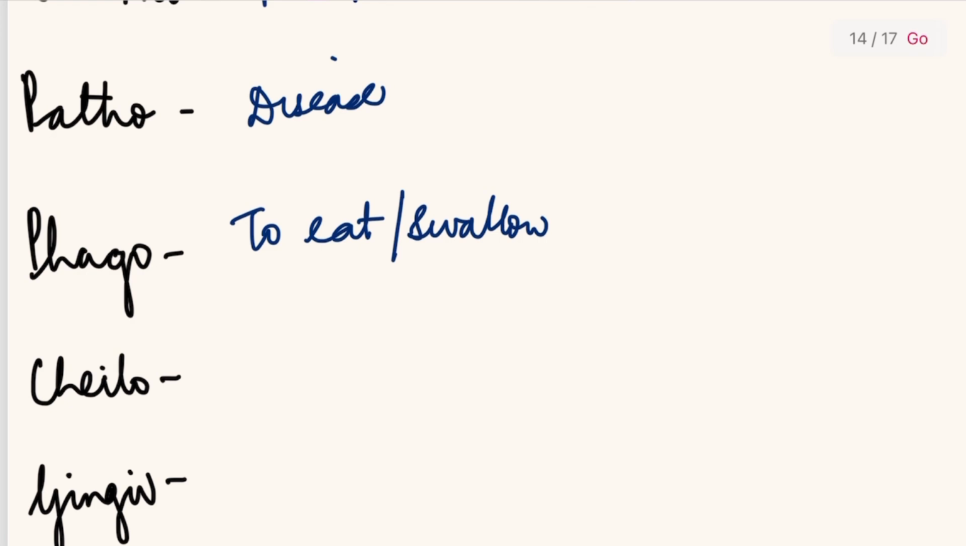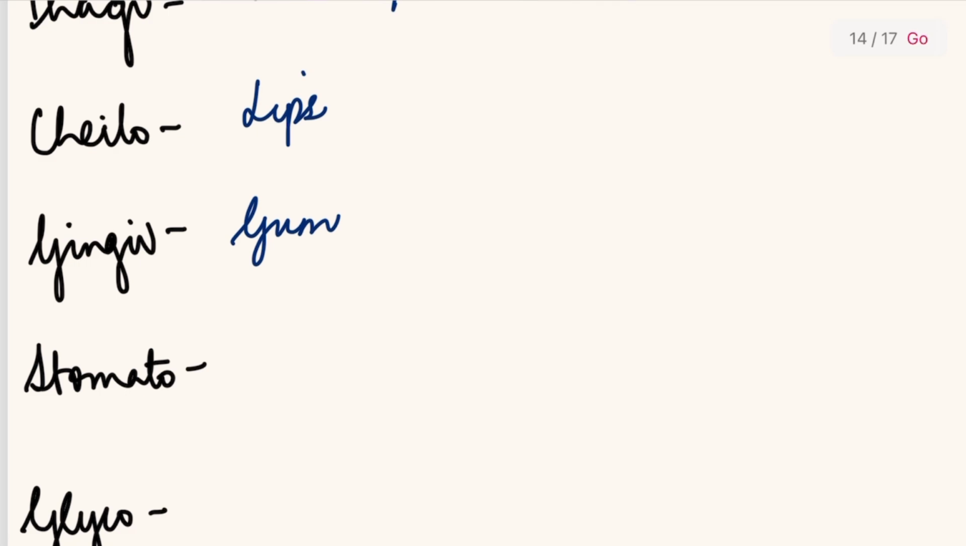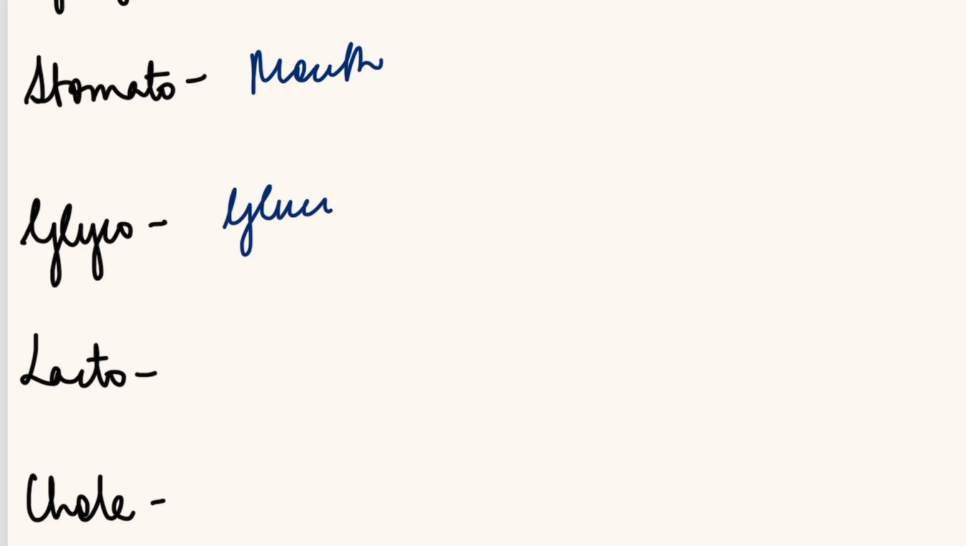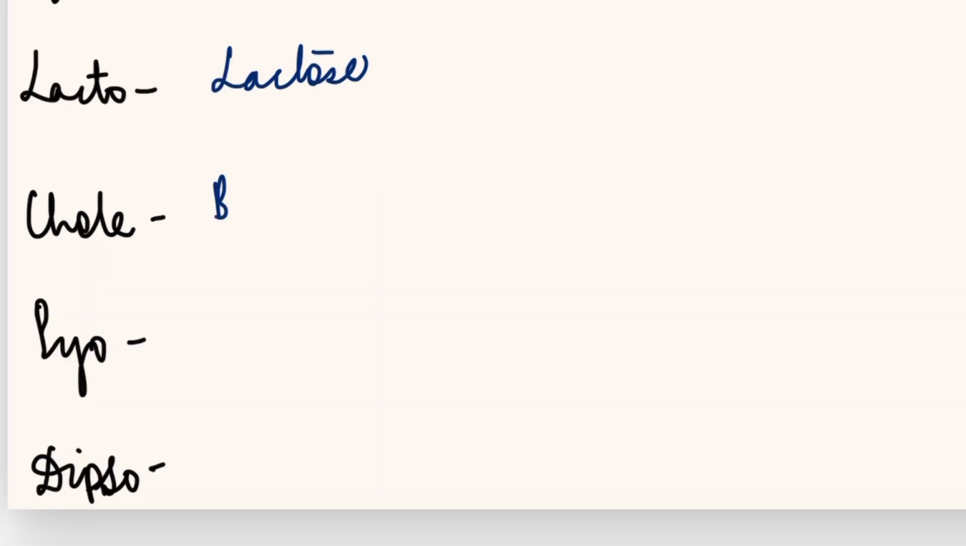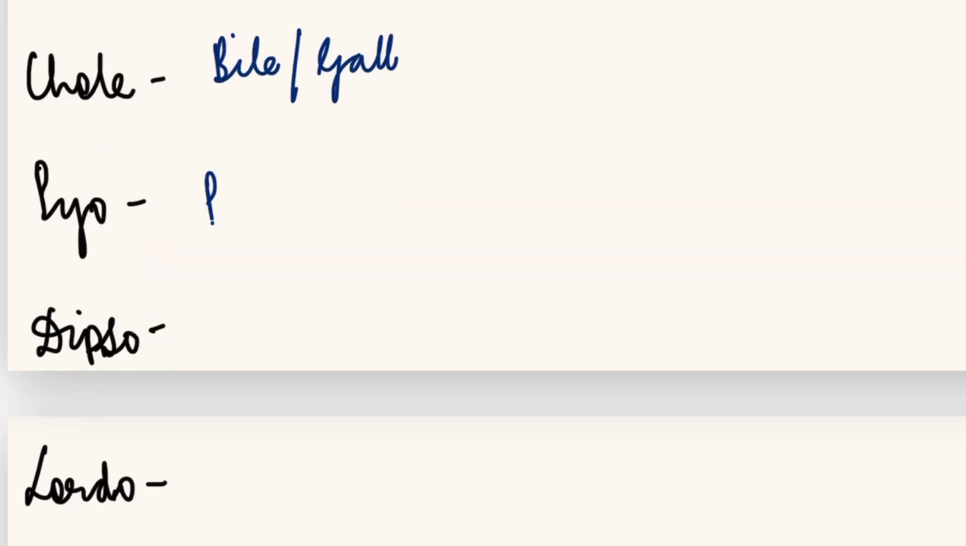Now we come to chilo. Chilo is associated with lips, cheilitis and all. Gingiv is your gums, gingivitis. Stoma, stomato is basically a mouth or an opening. Glyco is glucose, glycolysis, that's breakdown of glucose. Lacto is lactose. Chole is bile or gall. We have discussed this, cholecystitis and all. Pyo is pus. Well, we say pyogenic bacteria, that is pus forming bacteria. Pyoderma, that is skin condition associated with pus.